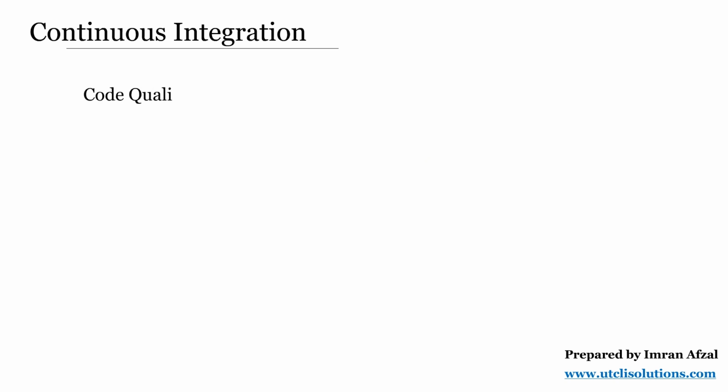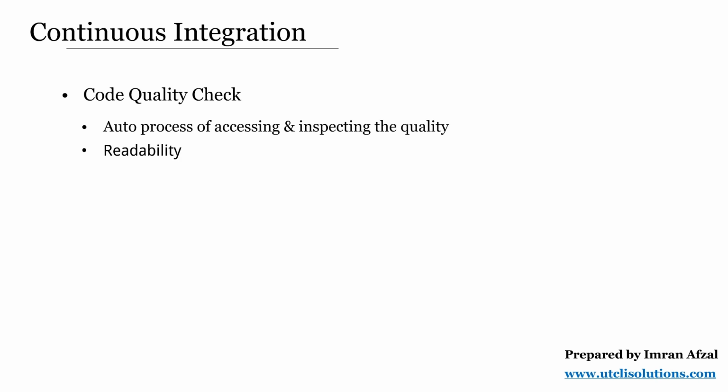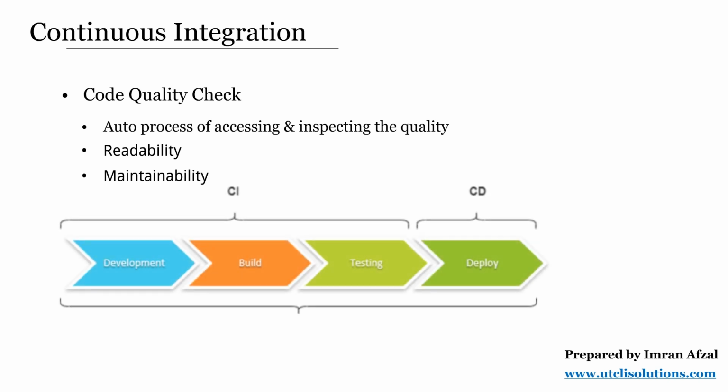Then we have code quality check. It is an automated process of assessing or inspecting the quality, readability, and maintainability of your code. It helps in the identification of potential issues and ensures the compatibility of code with standardized criteria before the code is pushed into repository.